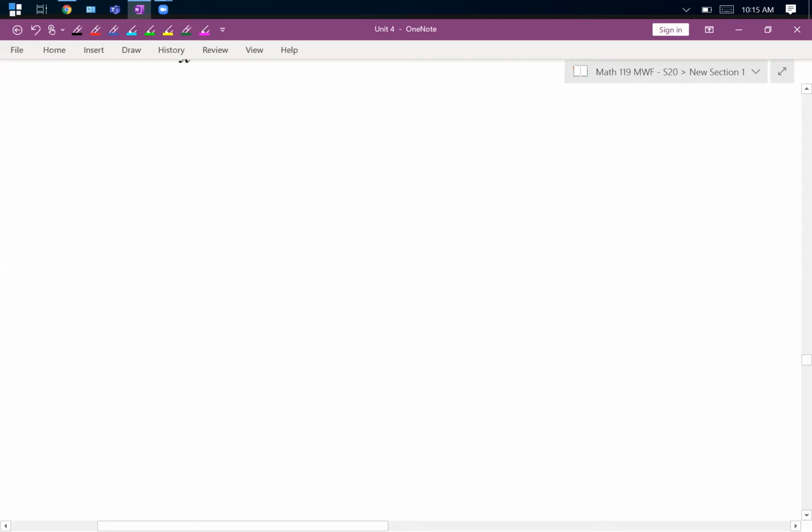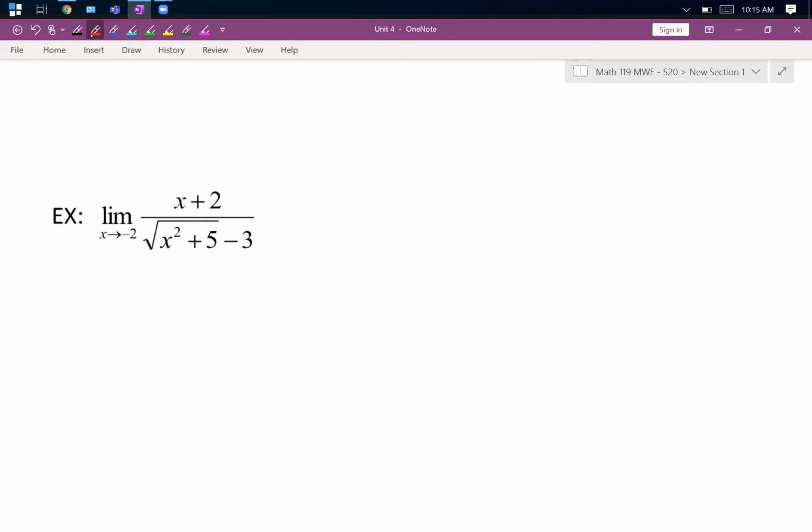And then the next one, same deal. We're going to have a problem because when I plug this -2 in, I'm going to get the square root of 9, which is 3, minus 3, which is 0 in the denominator. Another problem. So what we want to do with this one is rationalize the numerator. I'm sorry, the denominator.